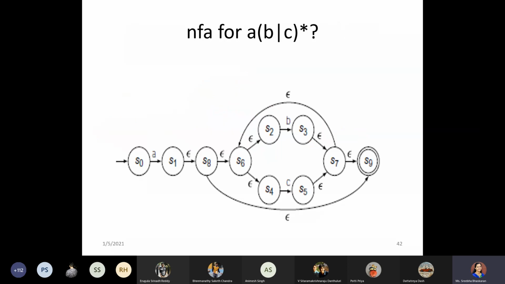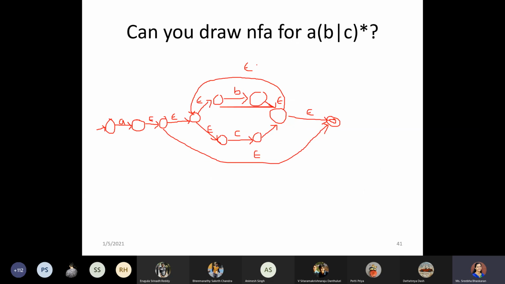Ma'am, in the regular expression, aren't we supposed to use plus for the OR operation, or are we supposed to use only the pipe symbol? Okay. When you are writing the regular expression in lex, we will not use plus. We will be using this pipe symbol itself. We will not use this plus.